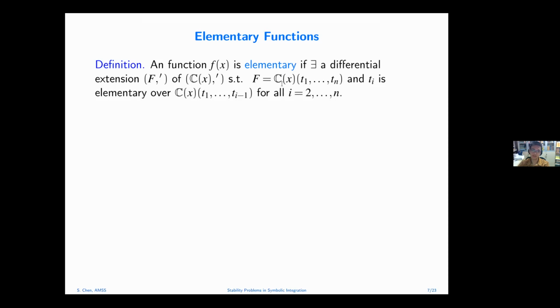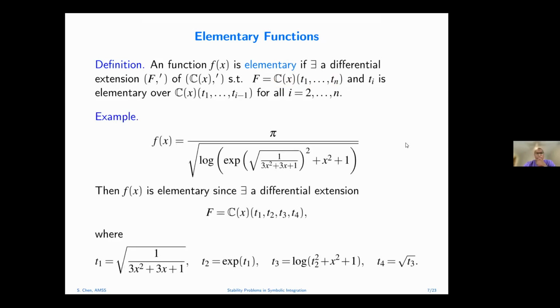Then an element of this field is called elementary over C(x). Sorry, here I omitted the 'over C(x)'. Usually when we say elementary function, we mean elementary over the rational function field.